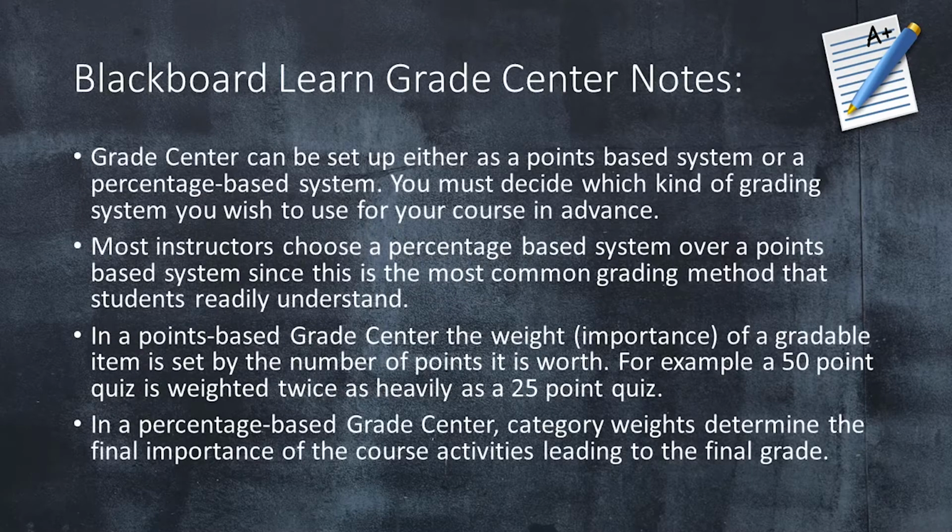Also, you can set it up as a points-based system or as a percentage-based system. Most folks do a 100% or 0 to 100, or I should say 1 to 100 grade. If you're doing a points-based system, it's a little more awkward to set up. In a percentage-based system, it's really easy because your category weights at the end can determine the final importance of each activity in the course that leads to the final grade. So I recommend a 0 to 100 grade point system or a percentage-based system if you can do that.